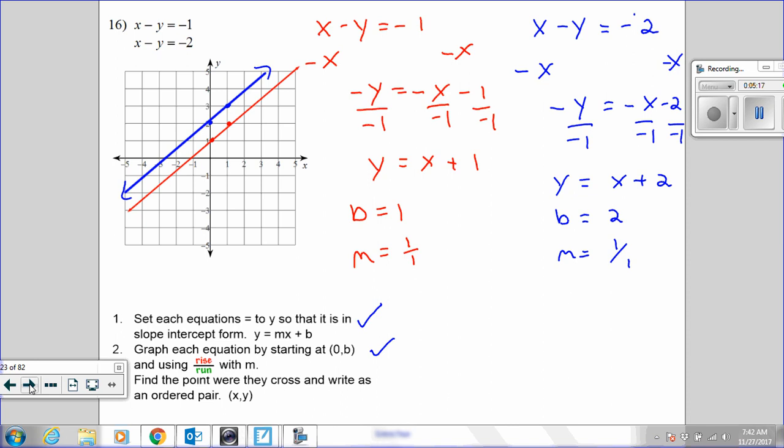All right, now my last step is to see where they cross. But since they don't cross, that's going to be no solution. Okay, so that's the first example for graphing a system of equations and finding the solution by graphing. Okay, let's take a look at another example.